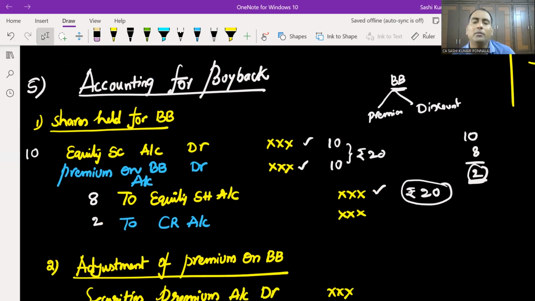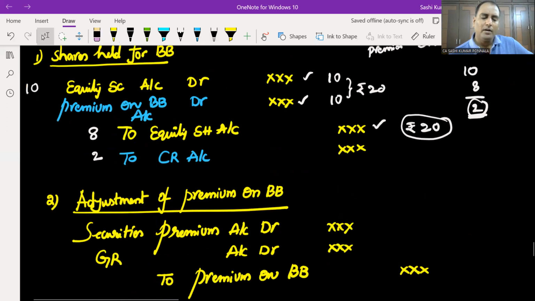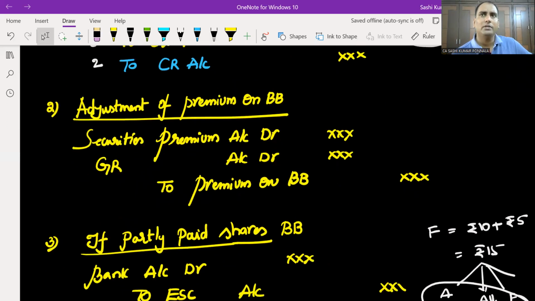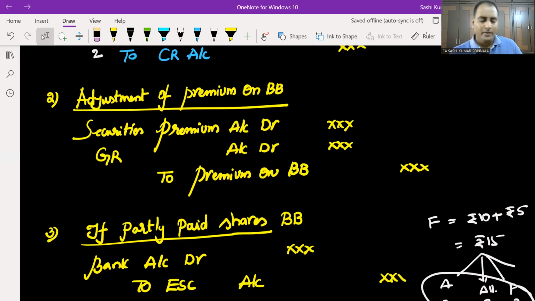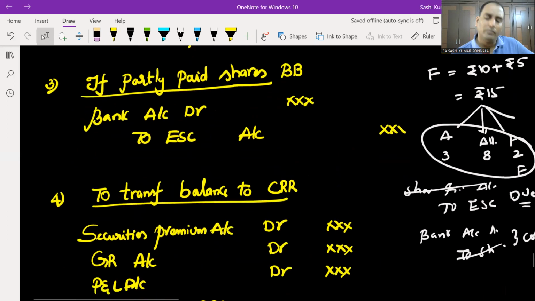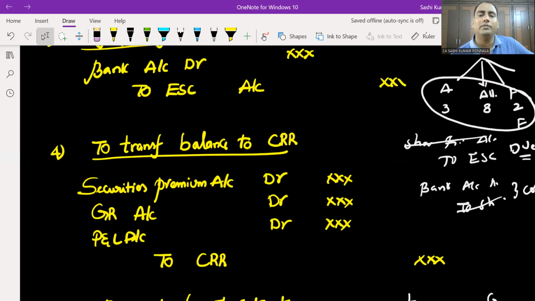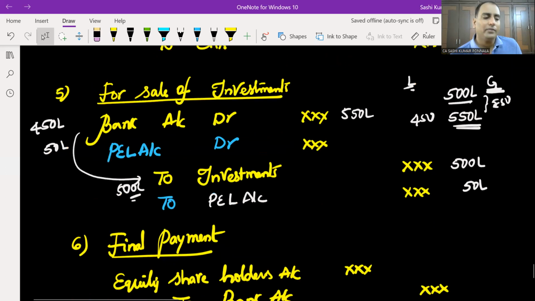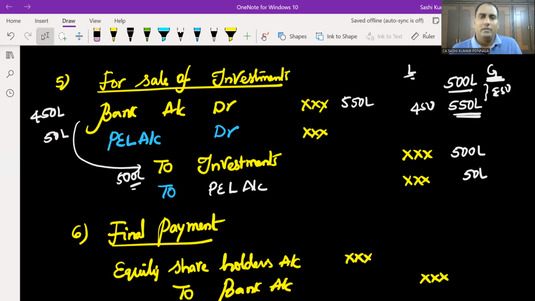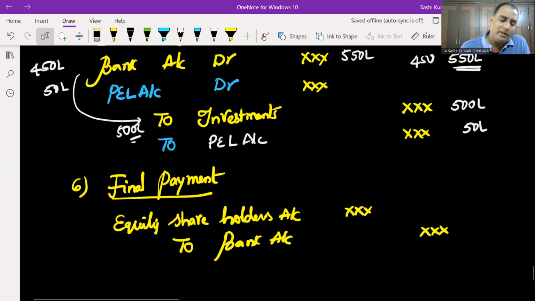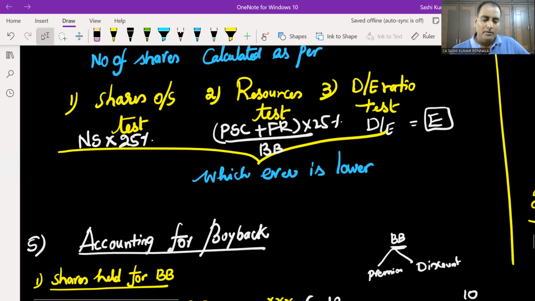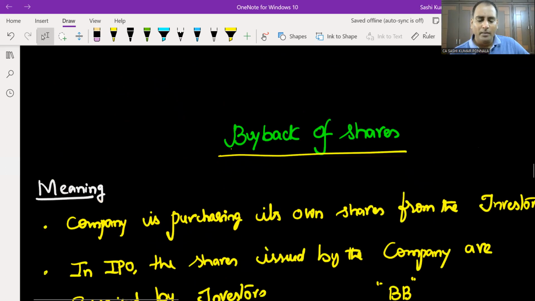First, we have to transfer the amount from share capital account to shareholders account along with any premium. Any excess premium paid should be adjusted towards your specific reserves, free reserves. And third one, you have to convert the partly paid shares into fully paid. Then you have to transfer a specific amount which is equal to nominal value of shares bought back to a special ledger called CRR. Finally, for sale of securities, when the funds are not sufficient to make final payment, we can raise the amount from the sale of securities to meet the shortage of funds. And finally, for making payment. So this is how the buyback process is completed by the company.